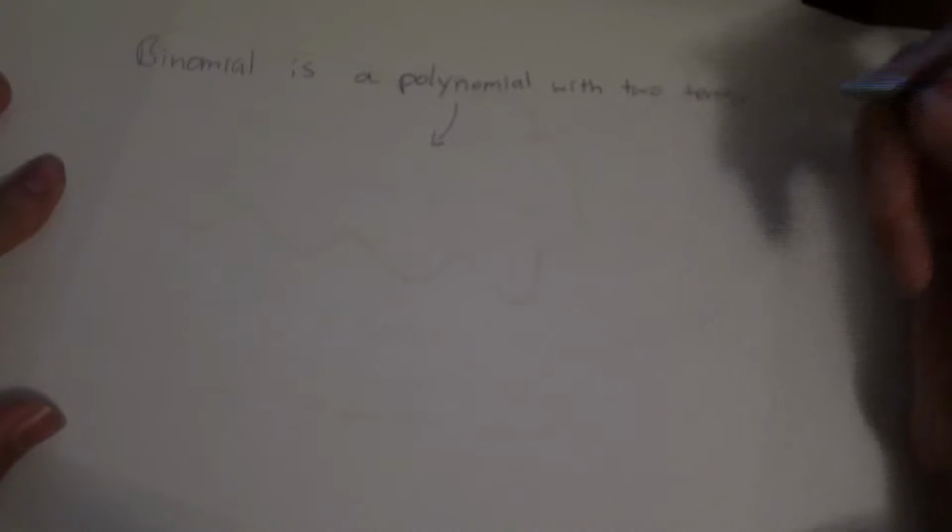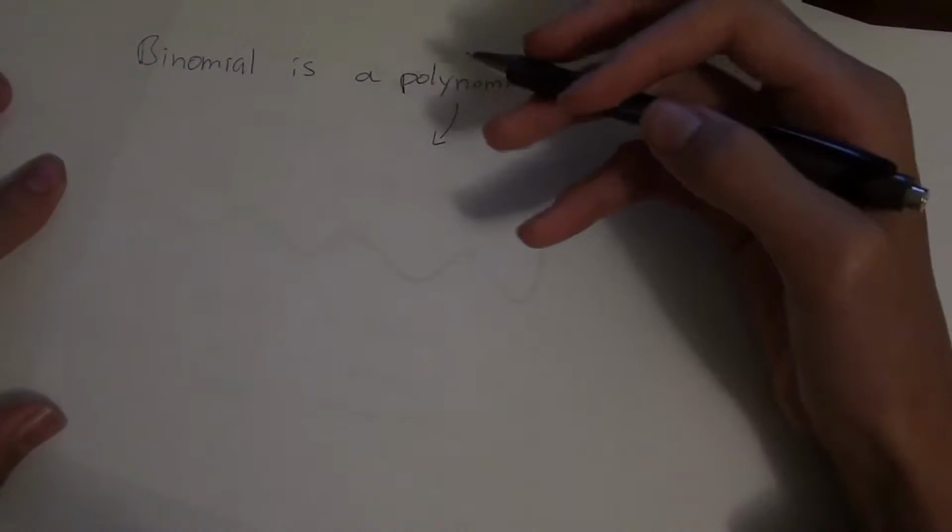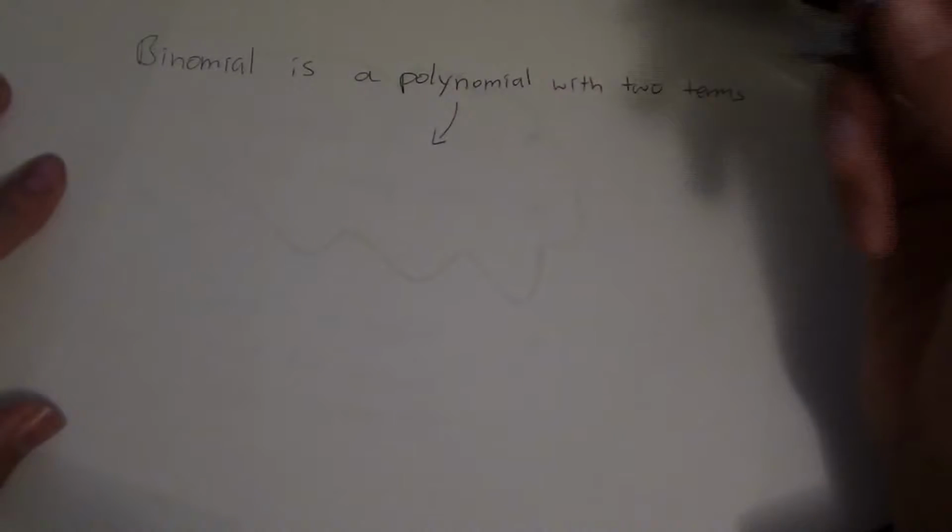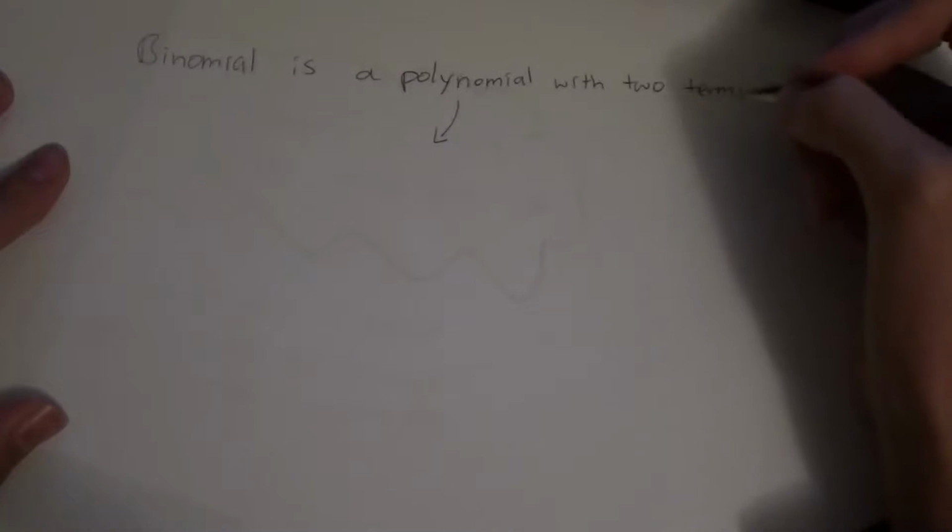So what is a polynomial? A polynomial is any sequence of terms, and I'll define what a term is later. A polynomial is any amount of terms that are separated by addition or subtraction. So what is a term? Let's say a polynomial, let's write that down.